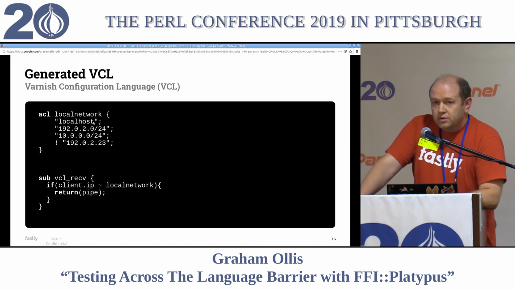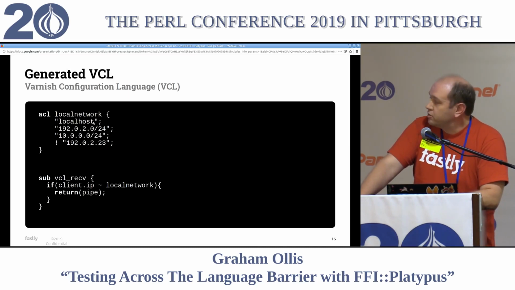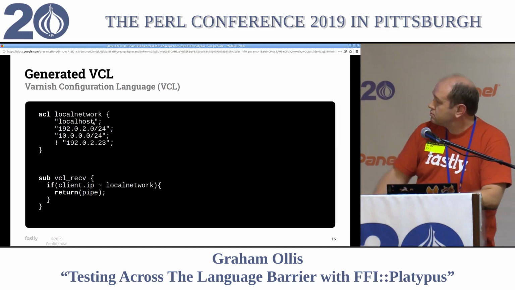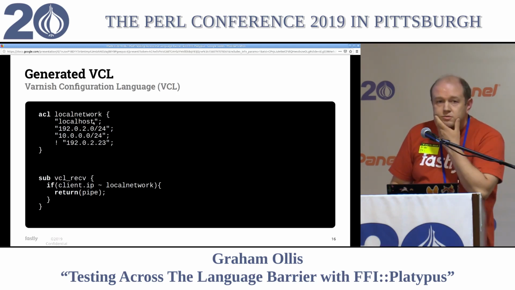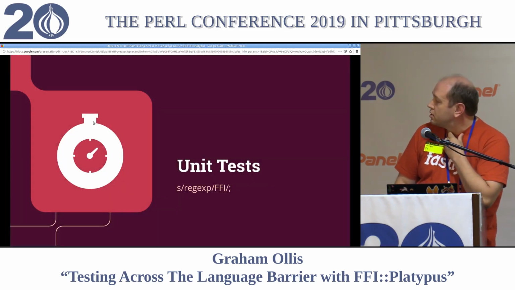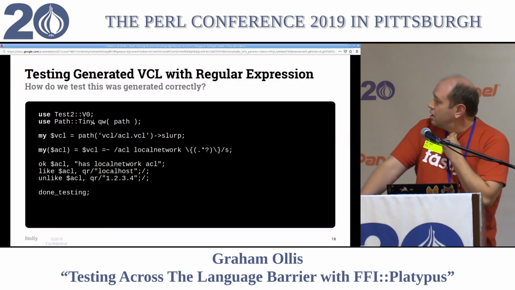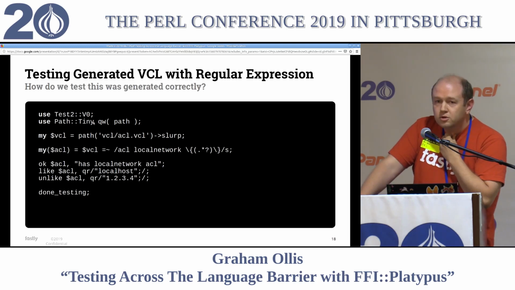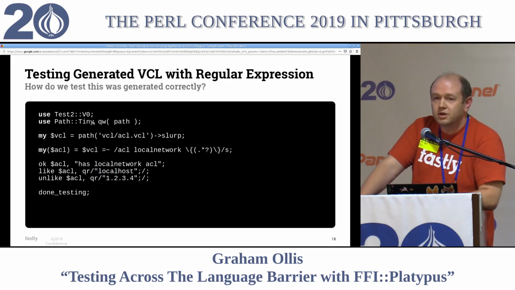This is the generated template. So we've replaced the template with some actual IP addresses and some net masks. So how would you, in Perl, test this maybe? So let's talk a little bit about unit tests. Well, it's Perl, so we're probably going to use regular expressions, right?